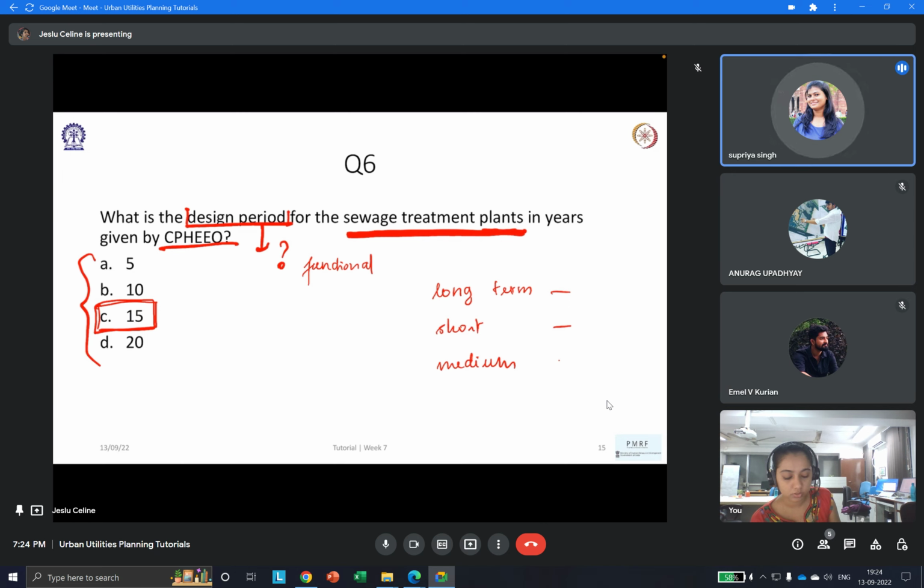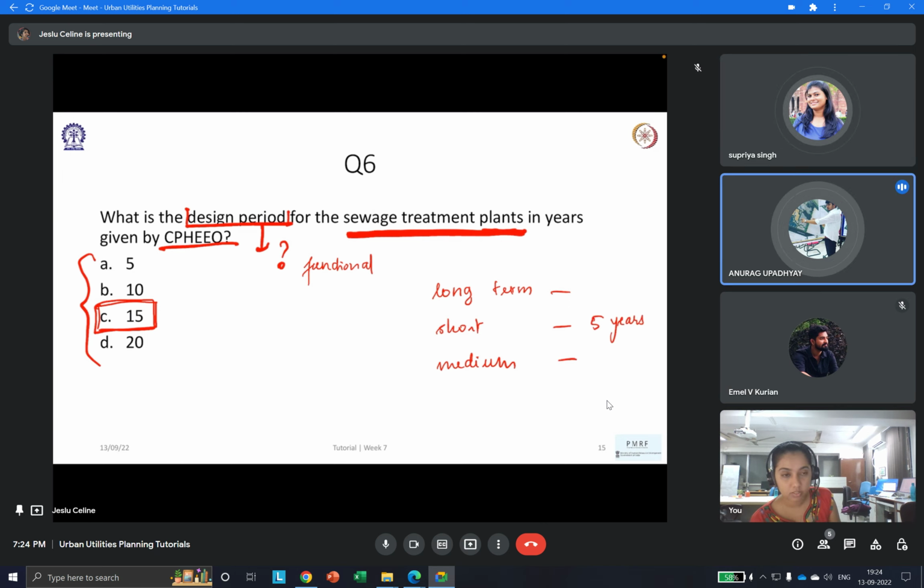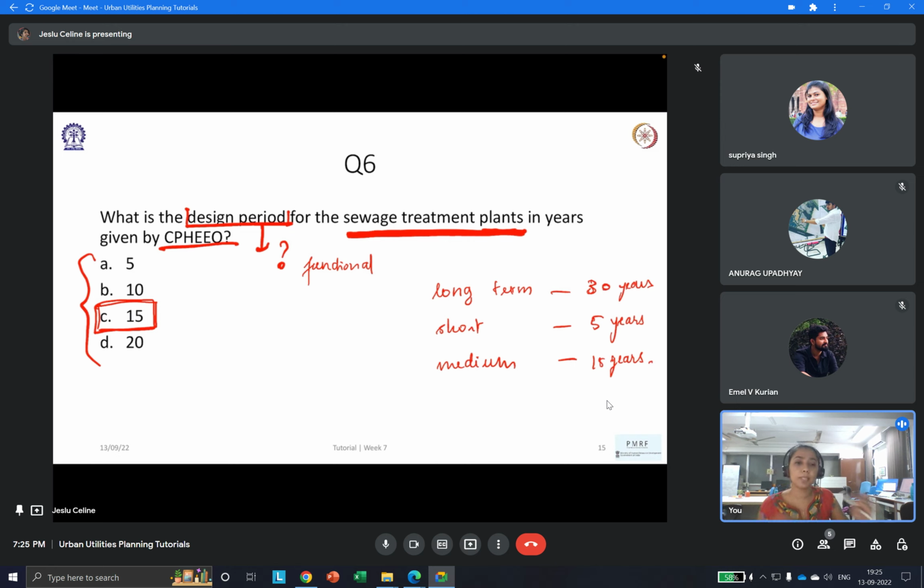What is short? Short is 5 years, right? Long is, I guess, something beyond, 30 years. Yeah, long is 30 years and medium is 15. So this is the standard which is followed. So it's not plus also, it's just 30 years. Long term means anything that we are designing for, usually it's around 30 years.